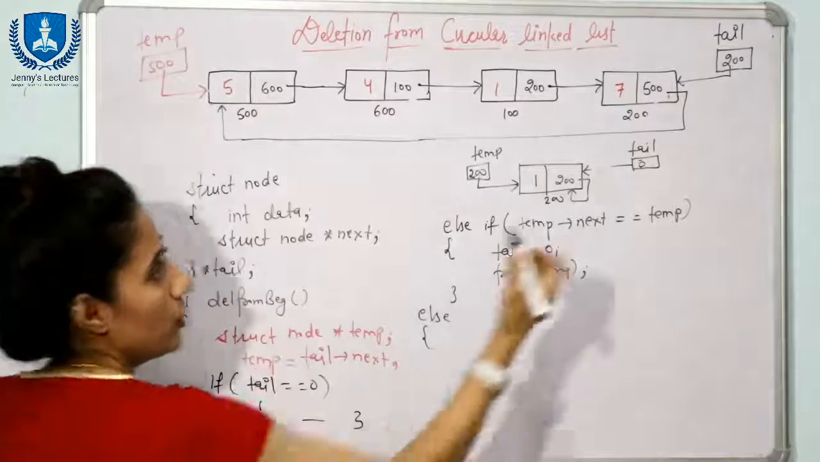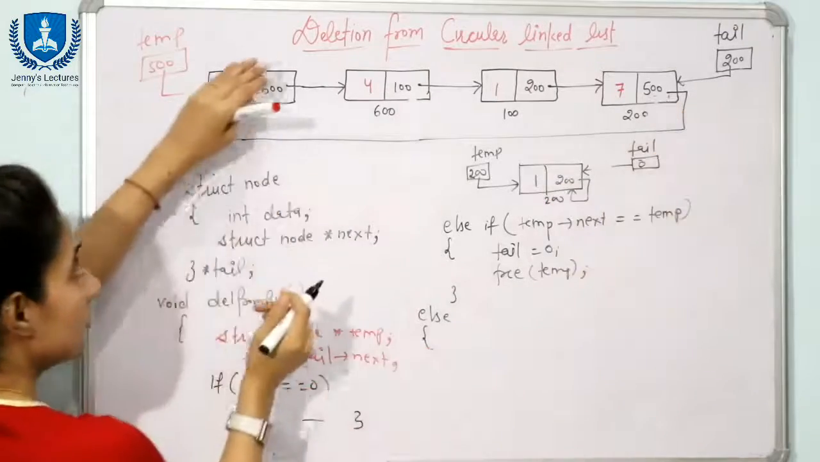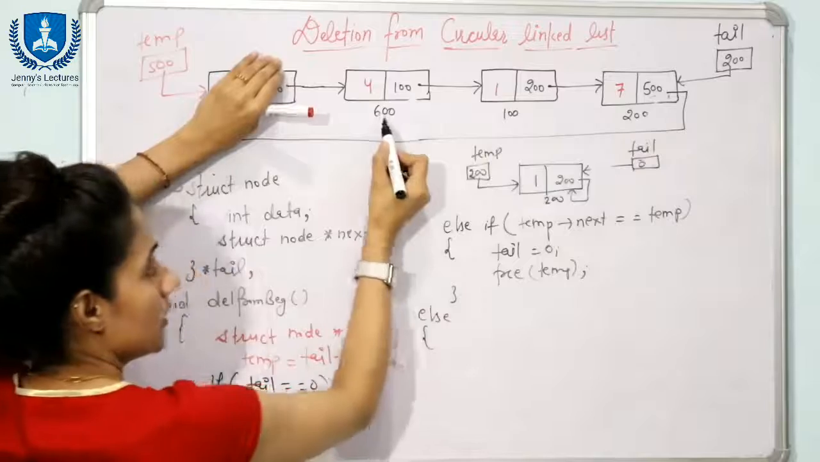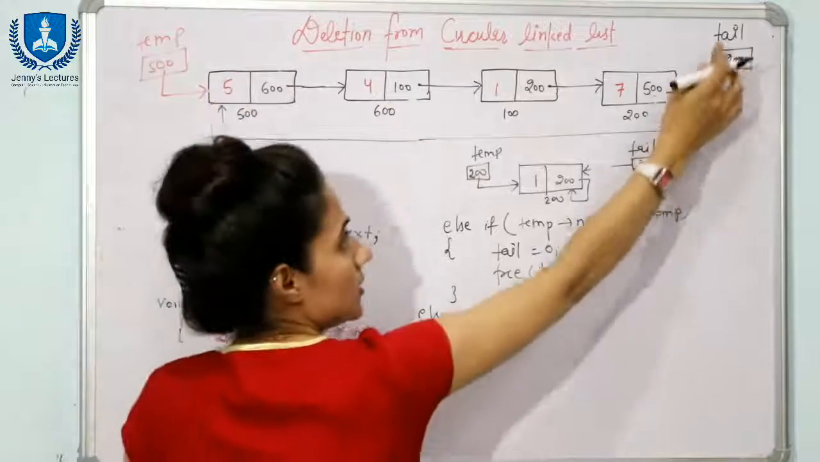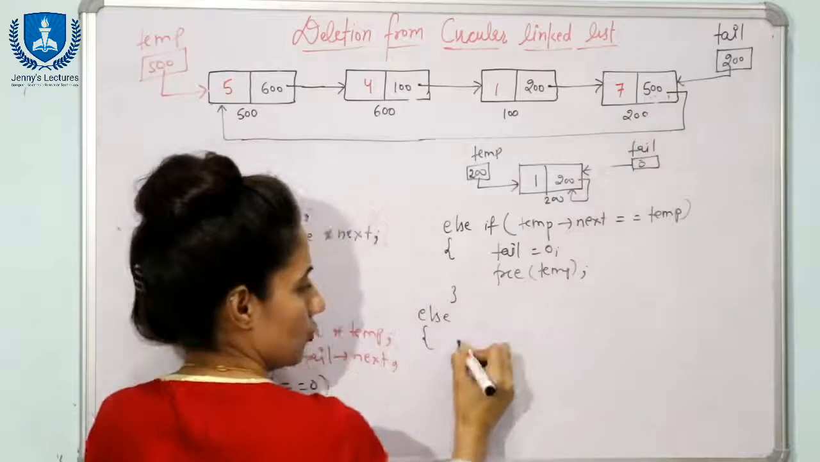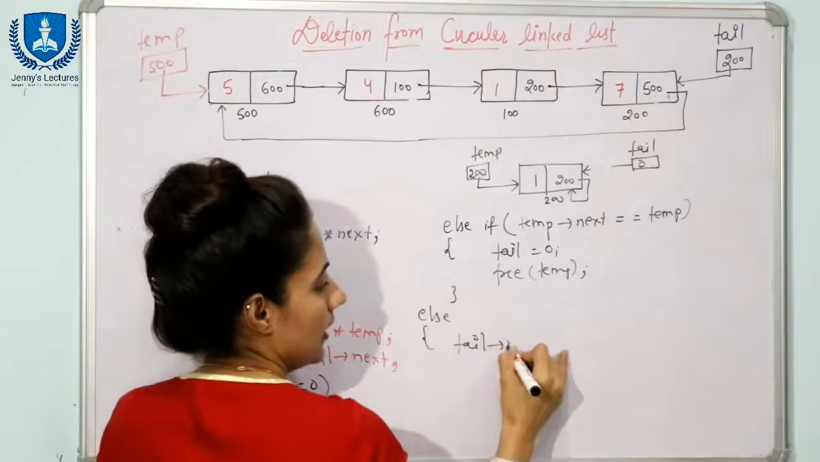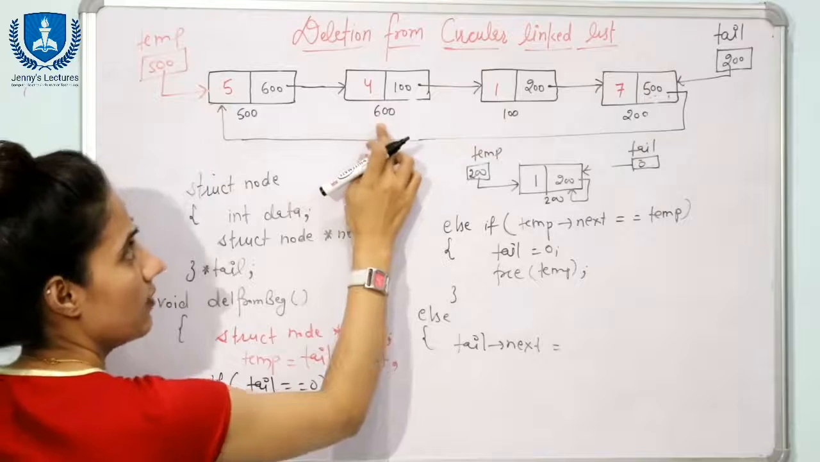So now what will you do? You just need to update this pointer. After deleting this, here you will store 600 because this is now going to be the first node. So how will you update this thing? Tail of next. How can you access this part? Pointer to this node is tail. So here you can write tail of next equal to, from where can I get 600.